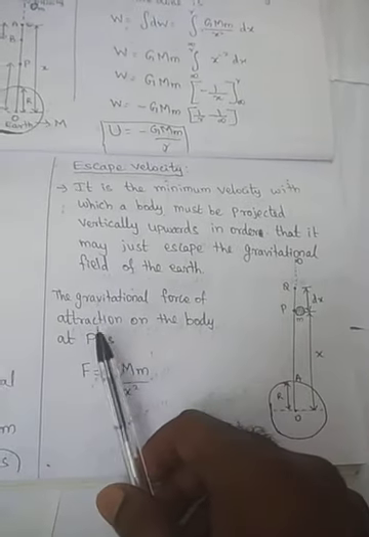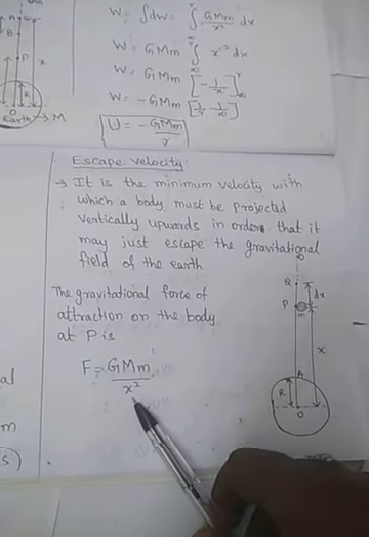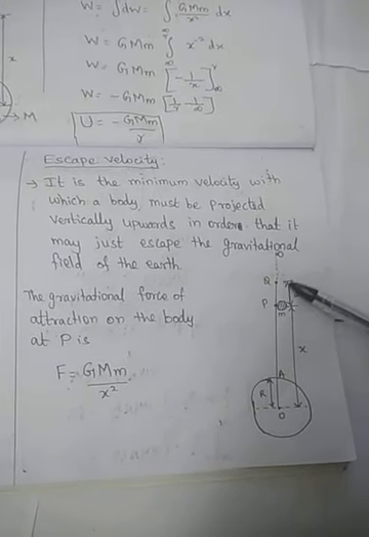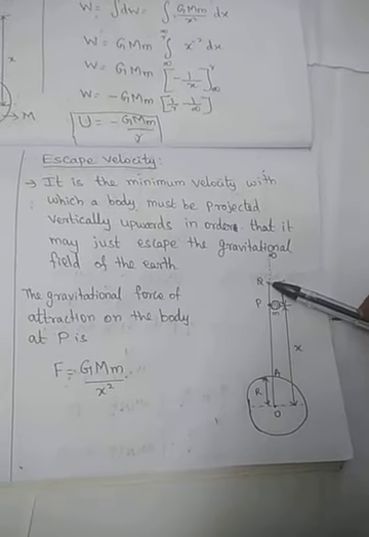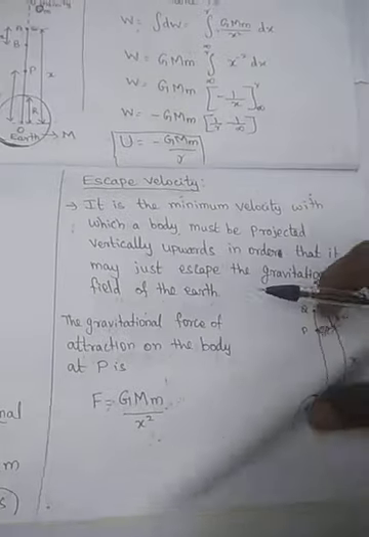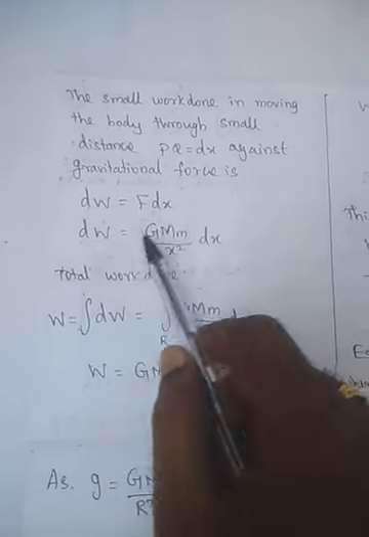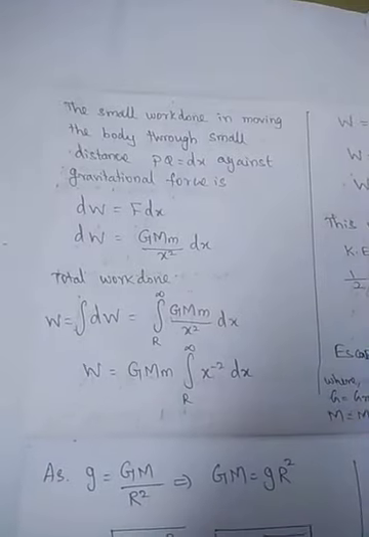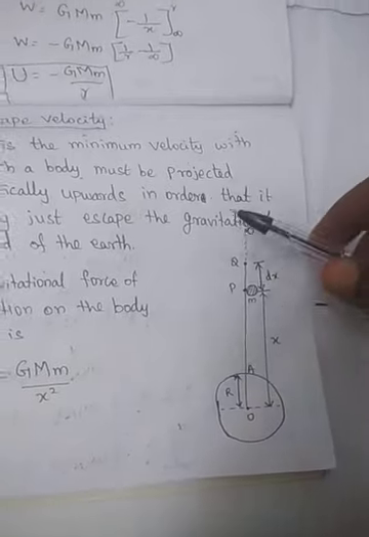The gravitational force of attraction on the body at point P is F equals GMm by x squared. As we move the body from P to Q, there is a small work done over a small displacement dx. The small work done is dW, which is equal to force into displacement, so dW equals F into dx, which is GMm by x squared into dx. The total work done is found by integrating, a very simple calculation, from the earth's surface to infinity.